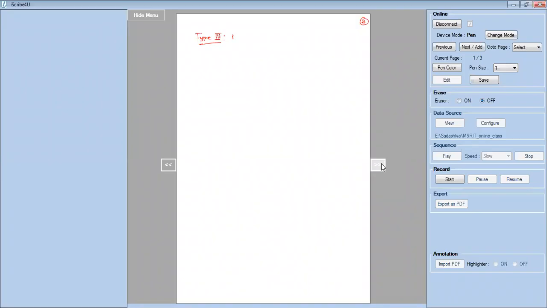In type 3, what is the m value? M is odd. And what about the h of n? It is antisymmetric. So h of n should be equal to minus of h of m minus 1 minus n. Okay, I will not go for the general conditions.